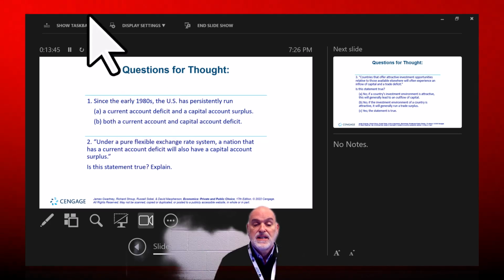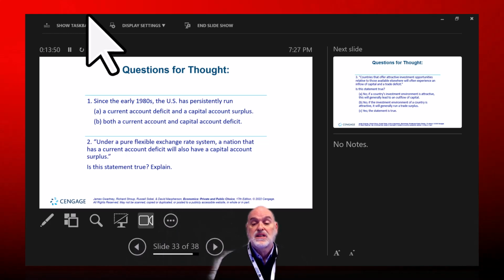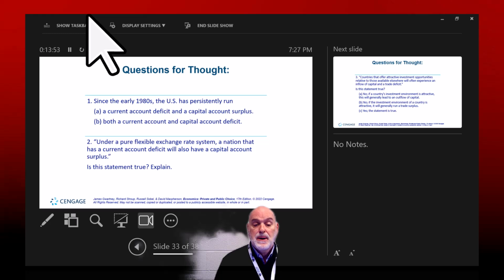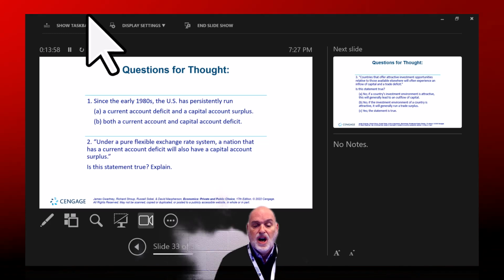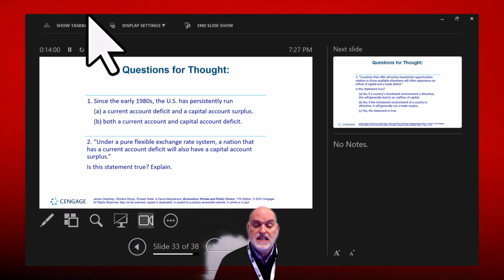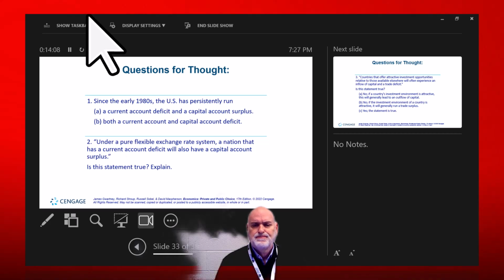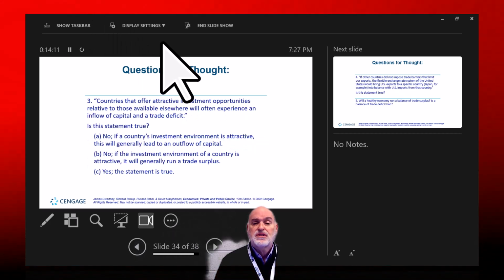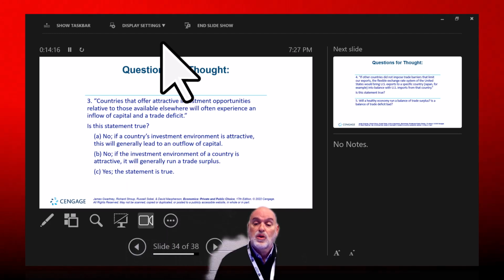Questions for thought. Number 1, since the early 1980s, the United States has persistently run A, a current account deficit and a capital account surplus, B, both a current account and capital account deficit. Number 2, under a pure flexible exchange rate system, a nation that has a current account deficit will also have a capital account surplus. Is this statement true? Explain. Number 3, countries that offer attractive investment opportunities relative to those available elsewhere will often experience an inflow of capital and a trade deficit. Is this statement true?